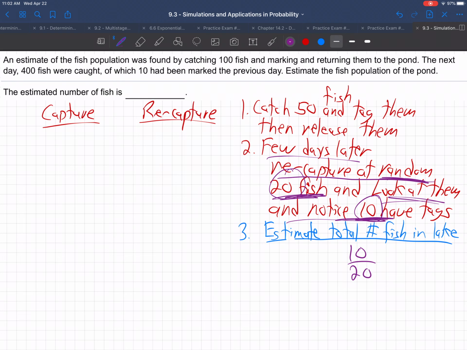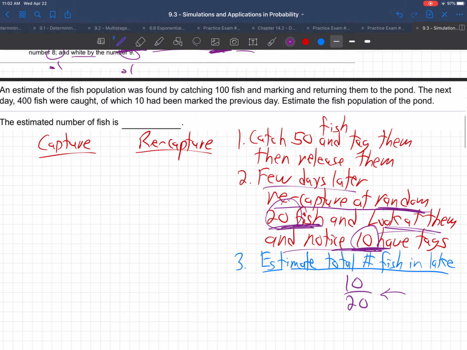So do you understand that point? That's the key. You grabbed, a few days later, 20 fish at random. 10 out of 20 happened to have tags. So you're thinking, oh, about half my group that I grabbed at random has tags. Probably about half the whole lake has tags. Well, so this is half the whole lake.